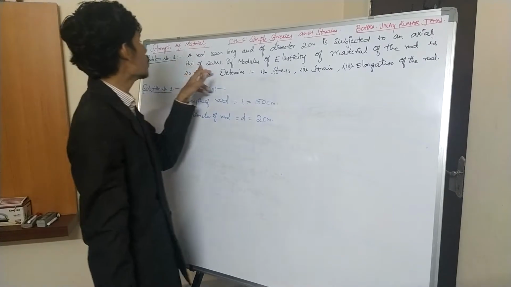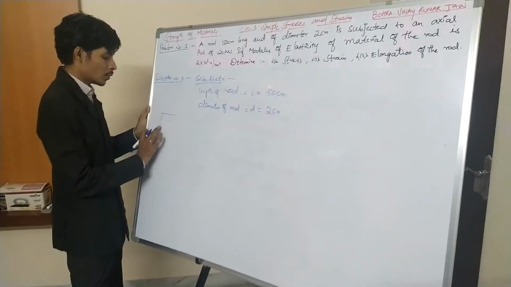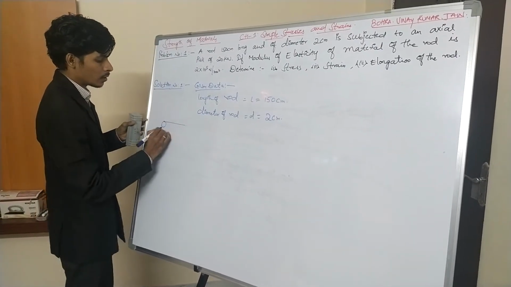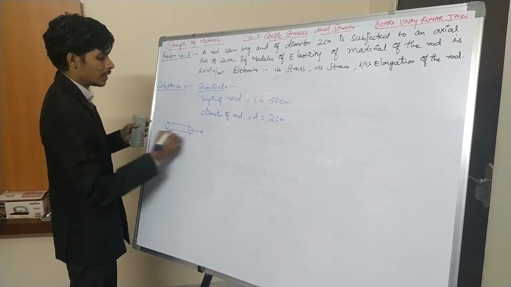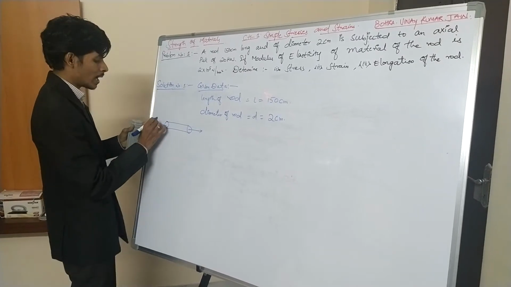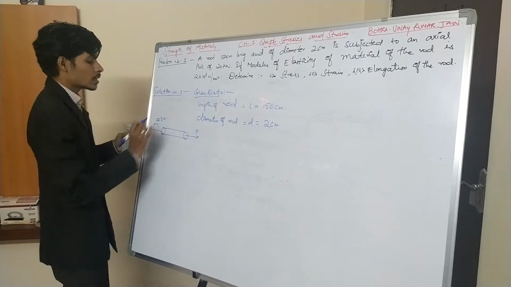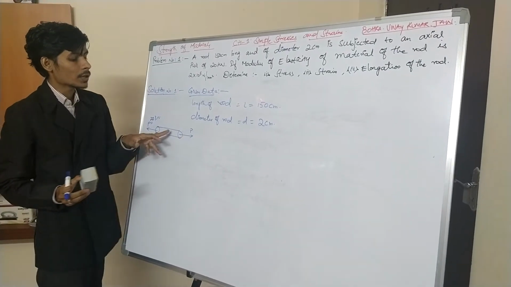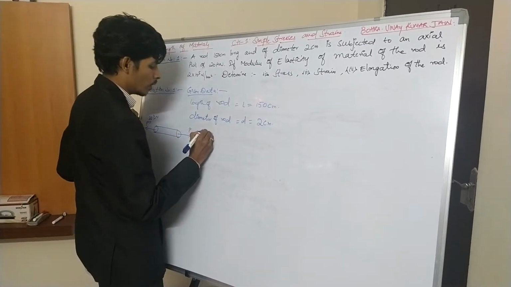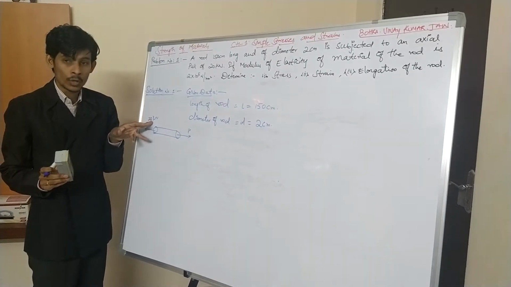The rod is subjected to an axial pull. Try to analyze the question. Subjected to an axial pull, how much has he given? 20 kilonewton. This axial pull is nothing but the tensile force which is acting on the rod. Pull means nothing but the load or force.